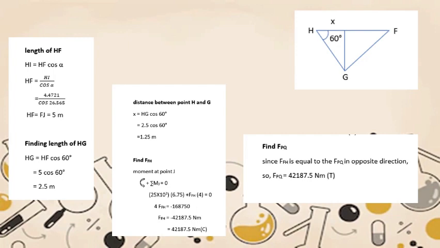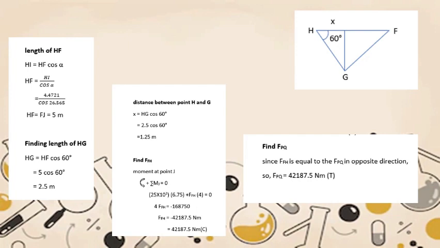After that, we also need to find the distance between point H and G. I put it as x, where x equal to HG cos 60, where HG is equal to 2.5. The length of x we obtain is 1.25 meter.